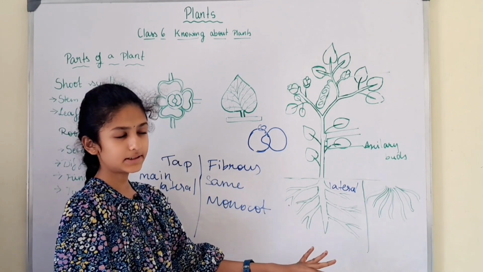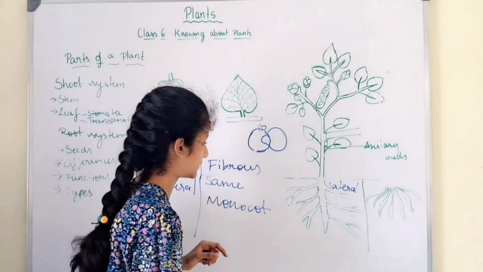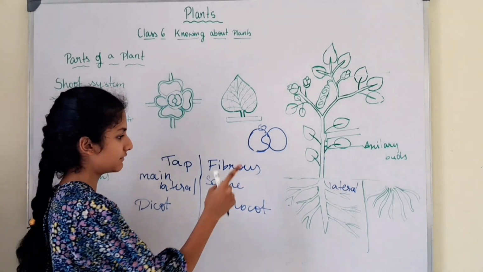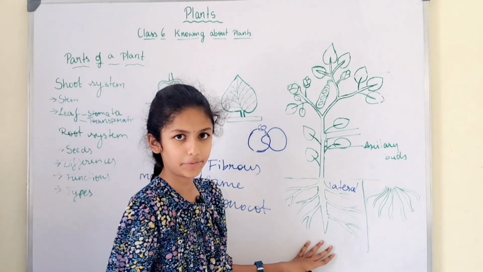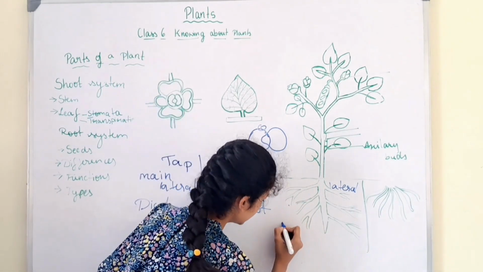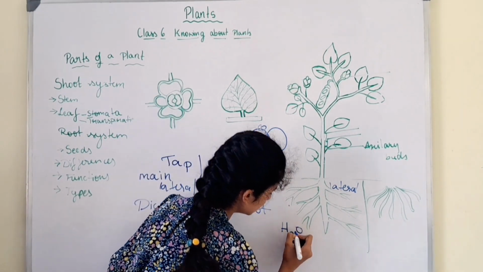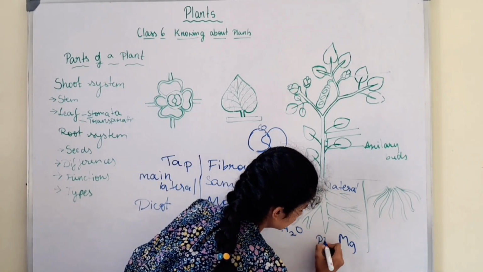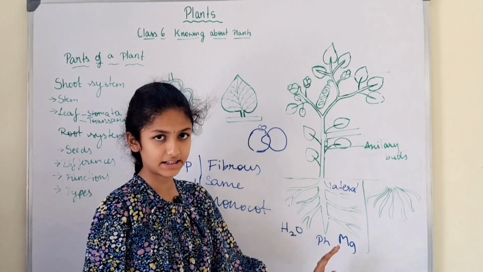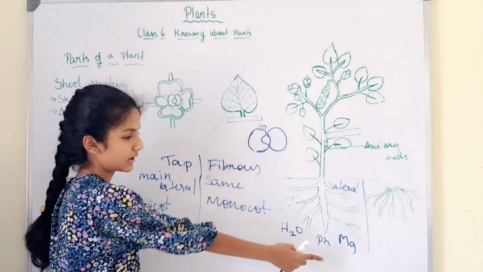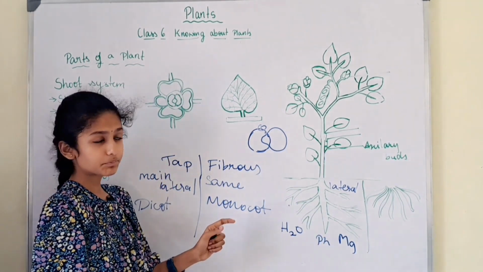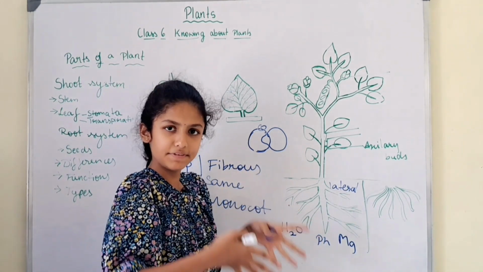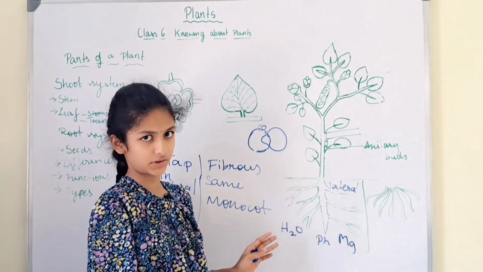Now let us see into the modification of roots. Before going into the modification, let us complete the functions. The root absorbs water and minerals from the soil. These are all the different types of minerals present in the soil. And also, it anchors the plant into the soil. Anchors in the sense fixing the plant into the soil.